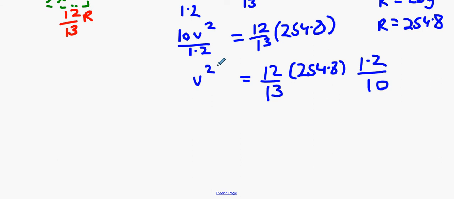So let's see what happens here. 12 over 13 times 254.8 multiplied by 1.2 divided by 10. Then we get 28.224 for, oh sorry, that's v squared, isn't it? And when you square root that, 5.3126. Everybody get that?